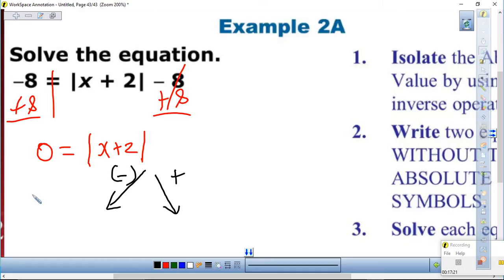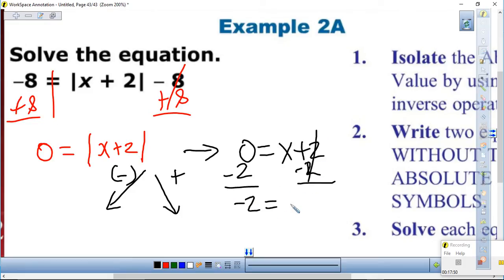That is correct, because 0 is neither positive or negative. So therefore, at this point, we only do one equation. 0 equals x plus 2, and we solve. Minus 2, minus 2, negative 2 equals x. My solution is negative 2.